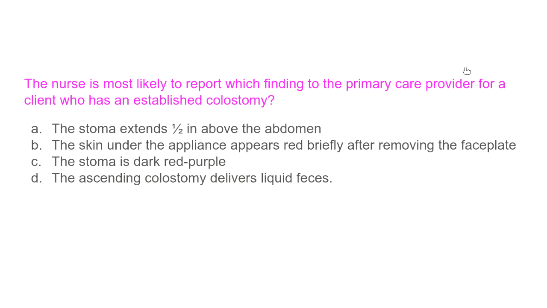And then D, the ascending colostomy delivers liquid feces. That's generally normal, like right after the ileostomy, you go into the ascending colostomy, and that stool is not yet formed. So it is normal to have more liquid feces coming out of a colostomy on the right side or ascending area. So good. You want the stoma to be, as Jackie said, bright red and rosy.